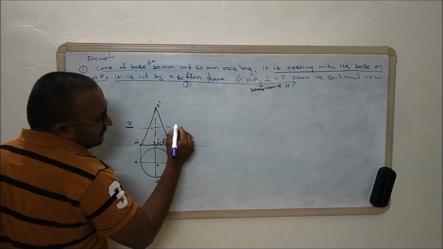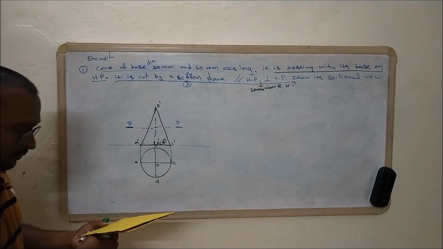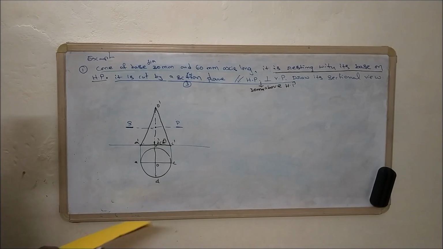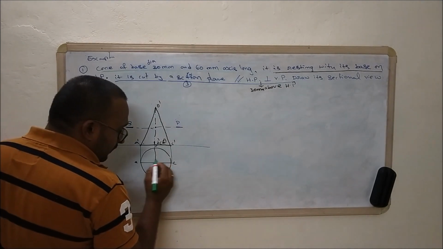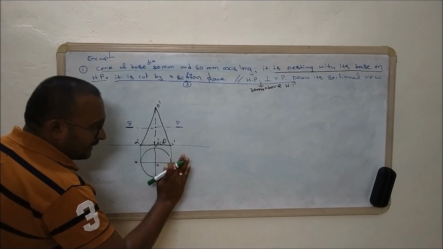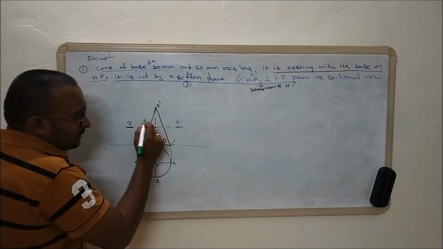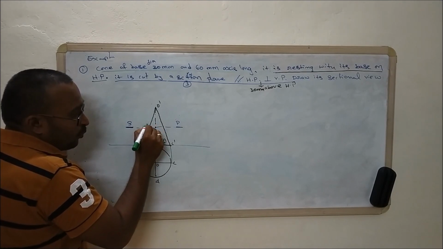Here it is the section plane, and here all the portions are cut. So it has cut the whole surface here, so that here we will have, say for example, 1.